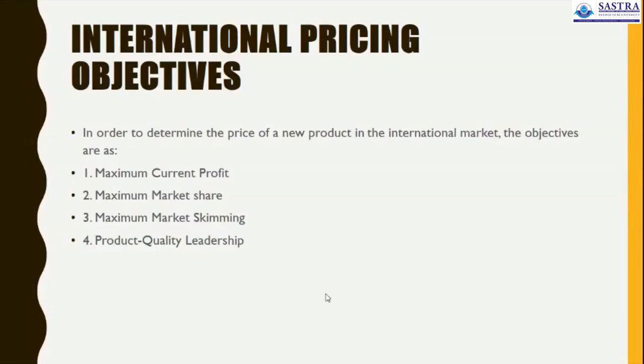So price plays a better role in the market: the price at which you are going to sell the product, and what the quality of the product will be. The value you are going to give to the customer should be equal to the value they expect. That is the basic thing we need to understand from the pricing objectives.